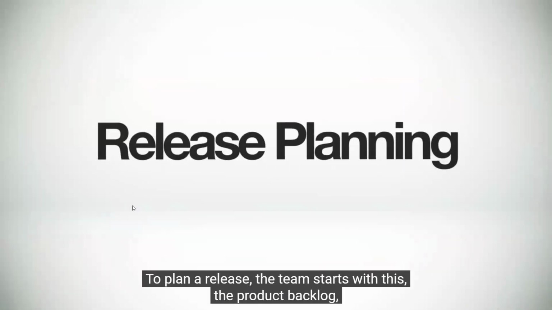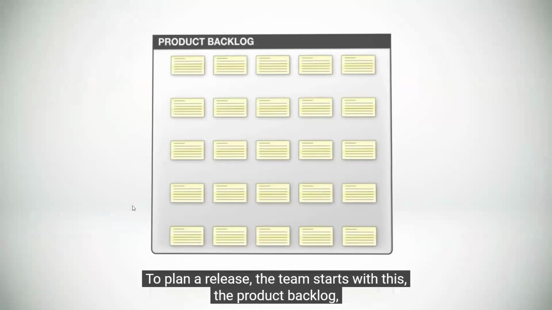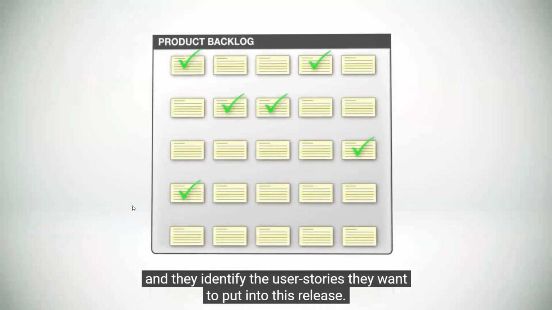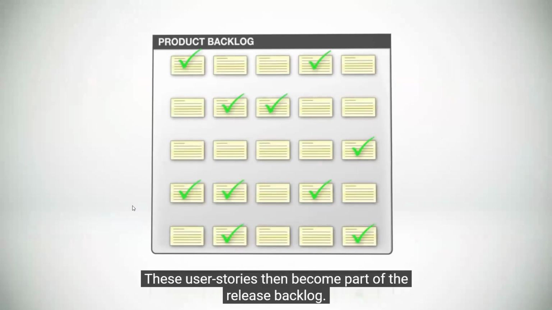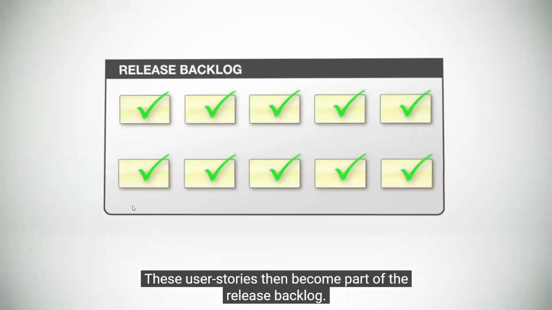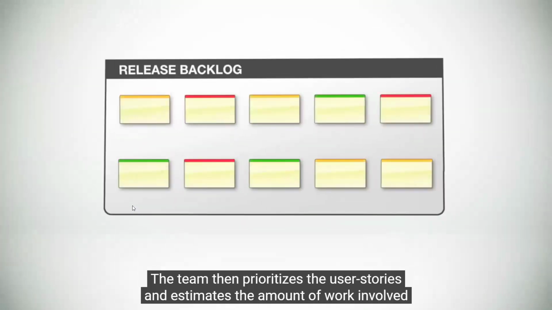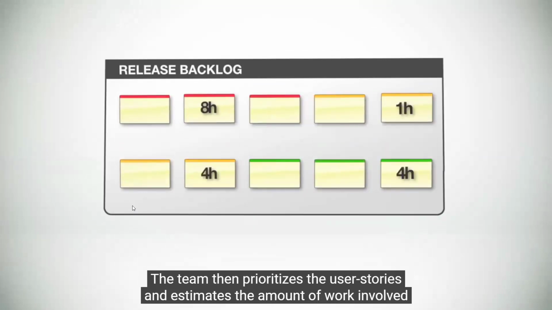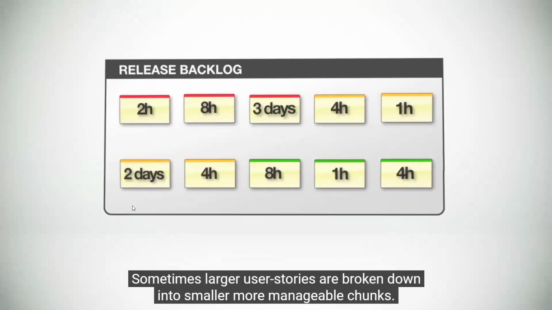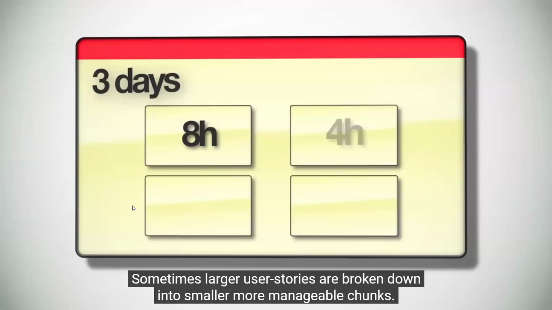But let's get back to this, release planning. To plan a release, the team starts with this, the product backlog, and they identify the user stories they want to put into this release. These user stories then become part of the release backlog. The team then prioritizes the user stories and estimates the amount of work involved for each item. Sometimes larger user stories are broken down into smaller, more manageable chunks.